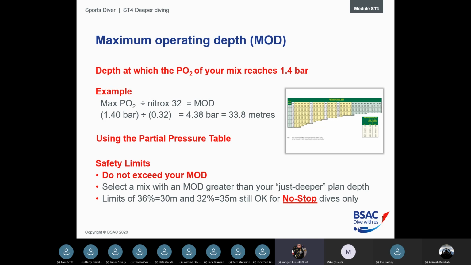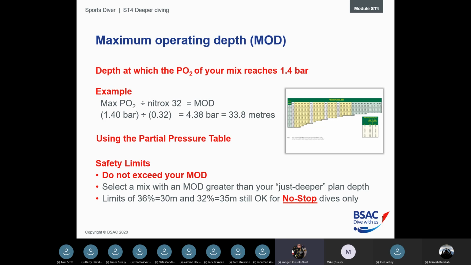Again, safety limits. We're all about being a safe, responsible diver. Do not exceed your maximum operating depth. So you're not exceeding your partial pressure when it gets to 1.4, and you're not exceeding that maximum operating depth. We put those in place, or BSAC put those in place, so that you're not putting yourself at more risk than needs be.